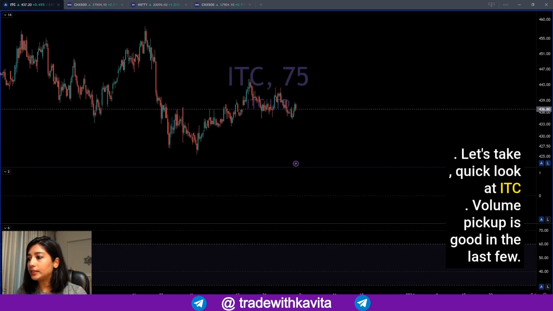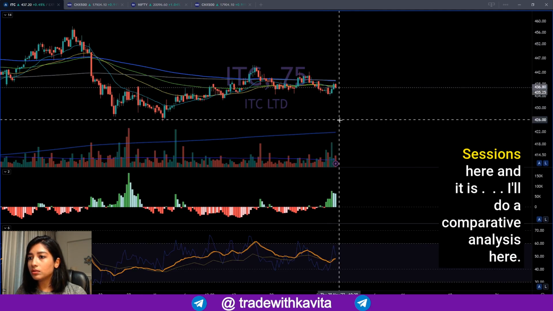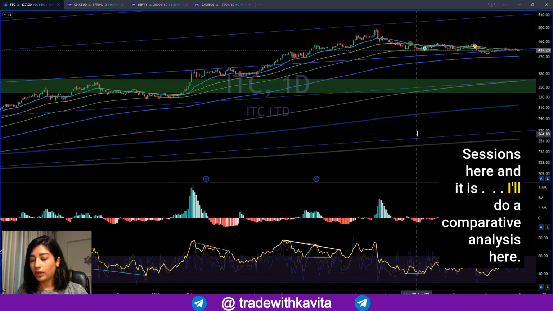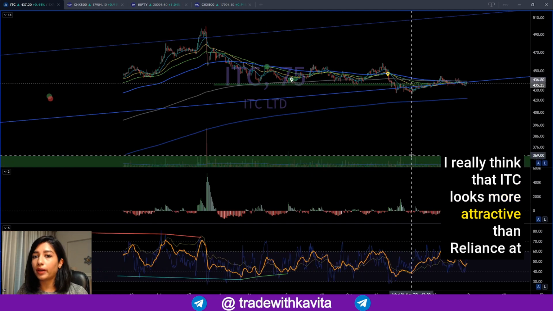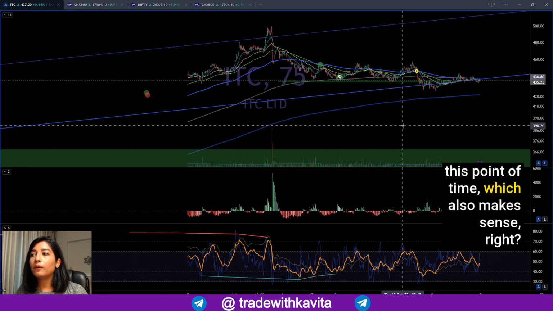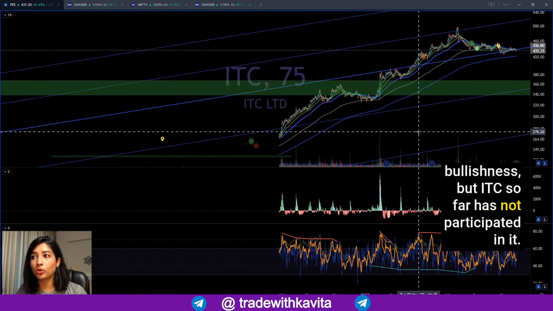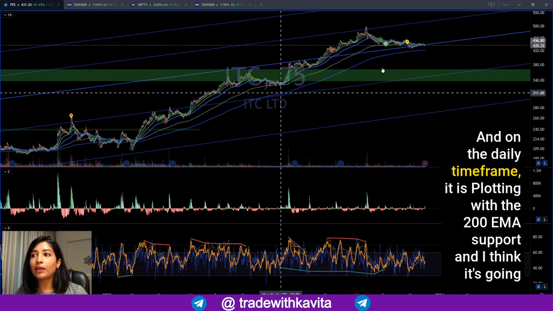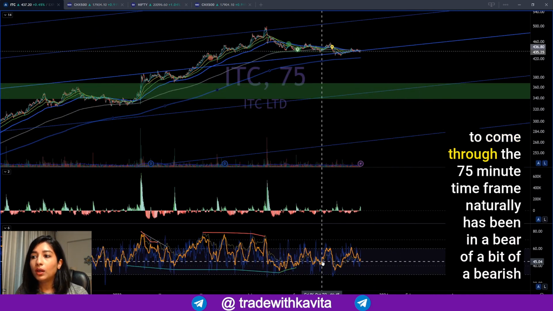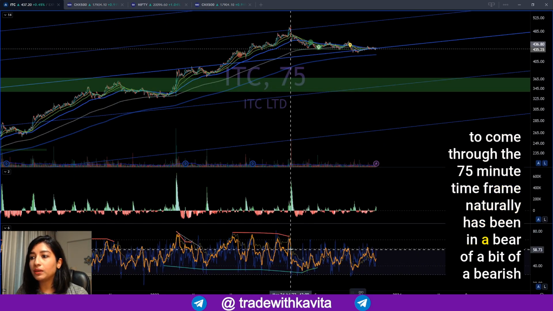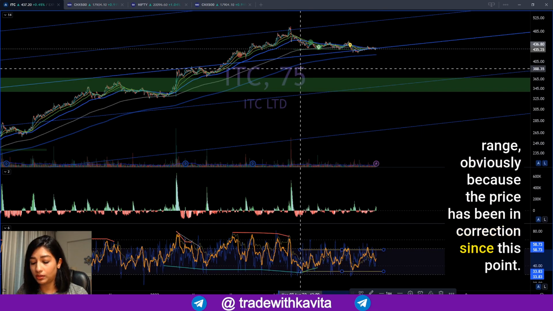Let's take a quick look at ITC. Volume pickup is good in the last few sessions here, and I'll do a comparative analysis here. I really think that ITC looks more attractive than Reliance at this point of time, which also makes sense, right? Because the FMCG sector has been showing a lot of bullishness, but ITC so far has not participated in it. And on the daily time frame, it is flirting with the 200 EMA support, and I think it's going to come through. The 75-minute time frame naturally has been in a bit of a bearish range, obviously because the price has been in correction since this point.